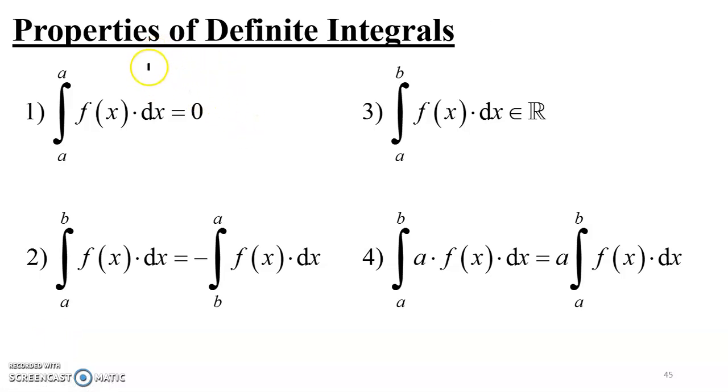In our previous lesson, we introduced definite integrals. Now we're going to be discussing some properties of the definite integral.